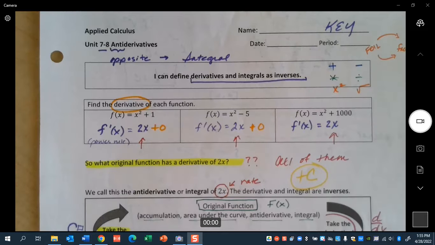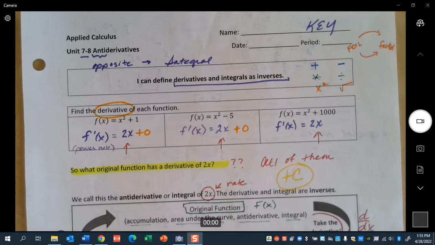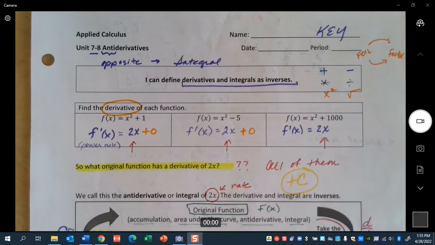Great. So anybody not here that needs these notes? So 7-8 you all should have started with, and I'll put all the papers out here so you can come get whatever you're missing.